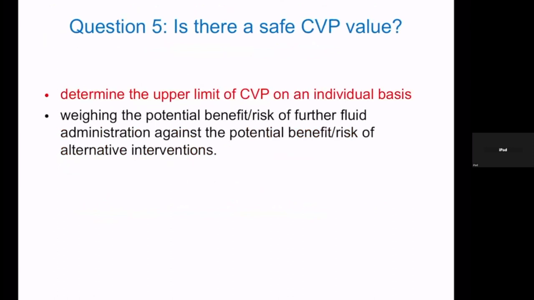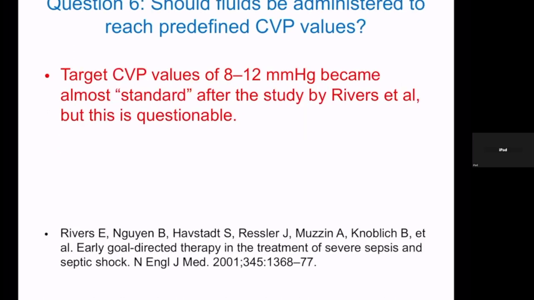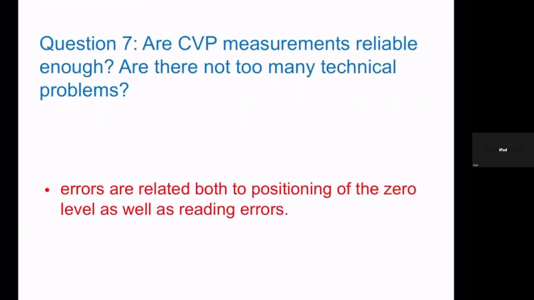Coming to question number five, is there a safe CVP value? Actually, first determine the upper limit of CVP on an individual basis, weighing the potential benefit and risk of fluid administration. Then only will CVP be a safety characteristic to guide fluid therapy. Then coming to question number six, should fluids be administered to reach a predefined CVP value? According to the REVERSE trial, target CVP values of 8 to 12 mmHg can be kept for fluid administration, but this is questionable.